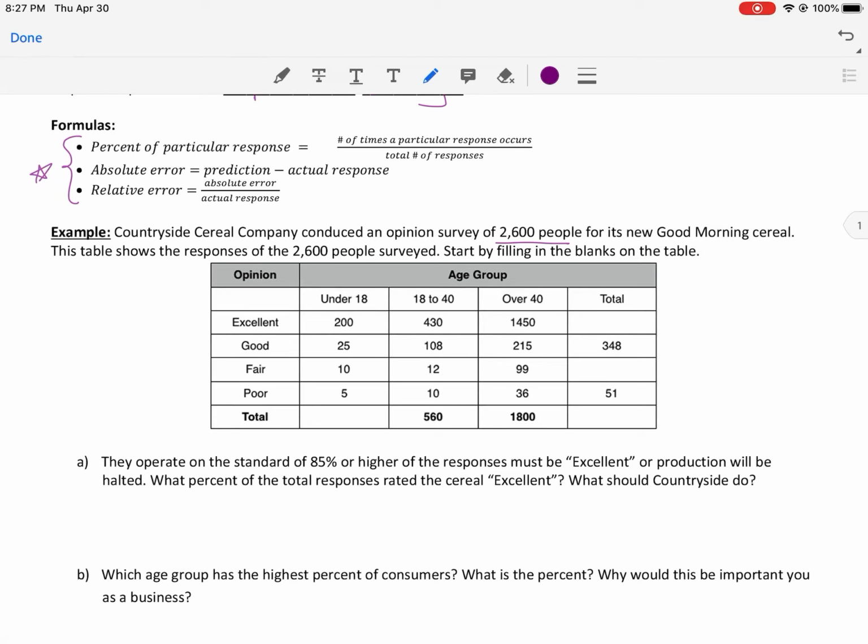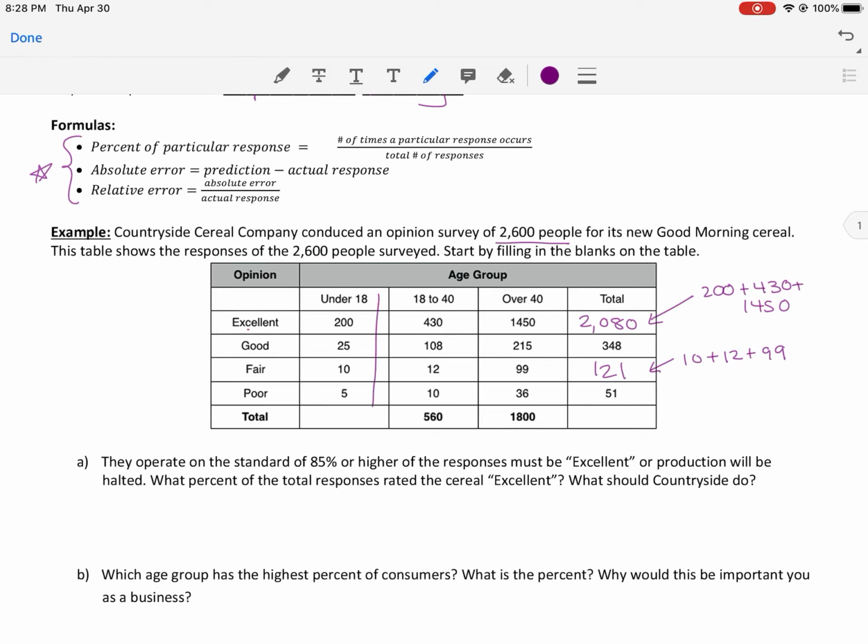So first, let's talk about reading it. The opinions are excellent, good, fair, and poor. Those are the opinions people had about the cereal. If we go across, this is going to be the total for everyone who thought it was excellent. In that total box, we add the 200, the 430, and the 1,450, so we get a total of 2,080. The good total is already done for you. For the fair one, going across, we're adding 10 plus 12 plus 99, and we get 121.